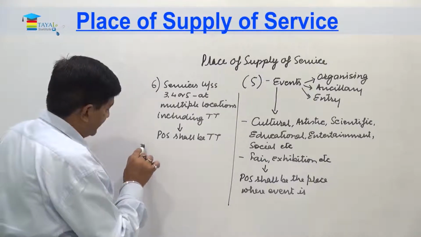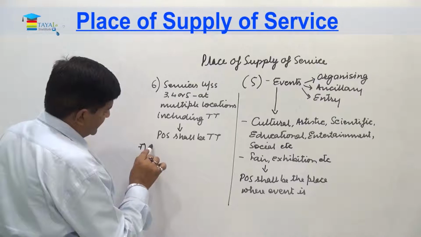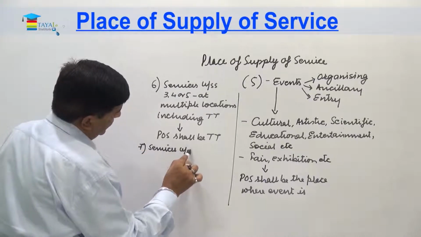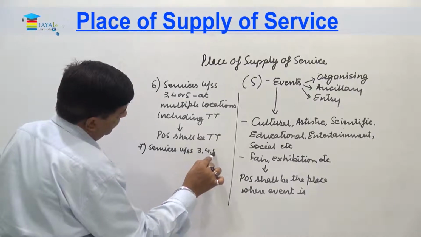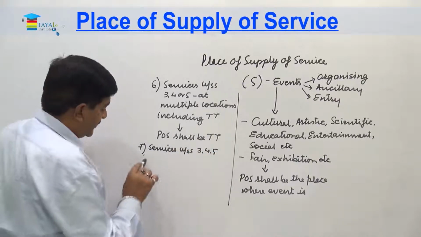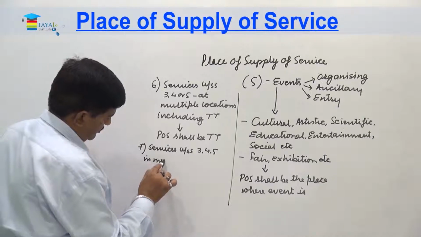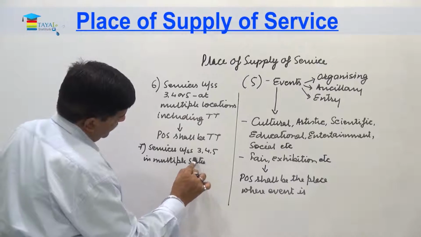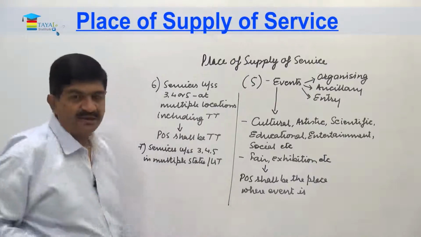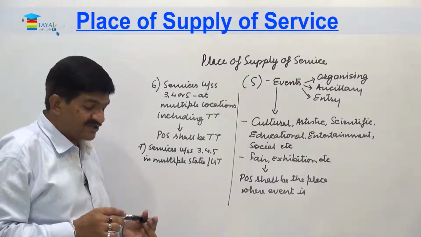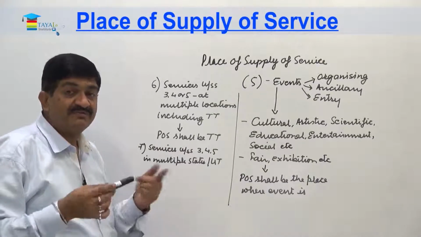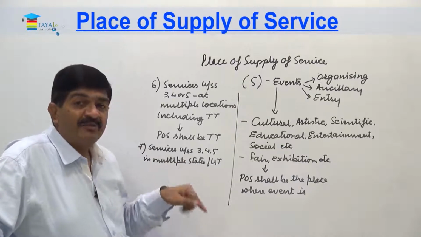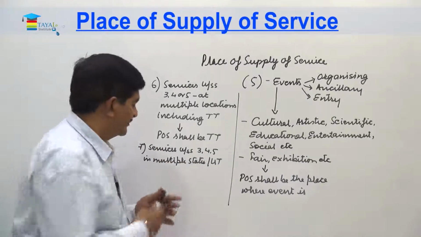Subsection 7 says services under subsection 3, 4 and 5 in multiple states or union territories, then first of all the tax is payable in proportion of the services in every state, right? And accordingly the place of provision of service will be decided, right?